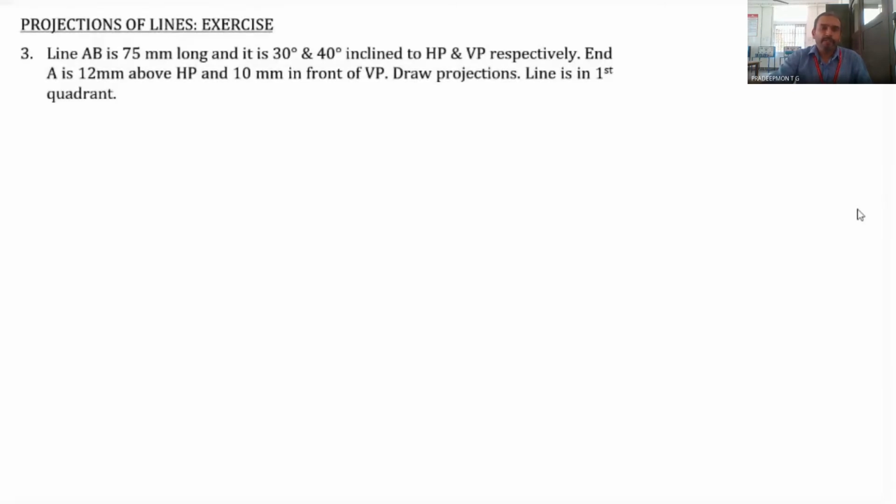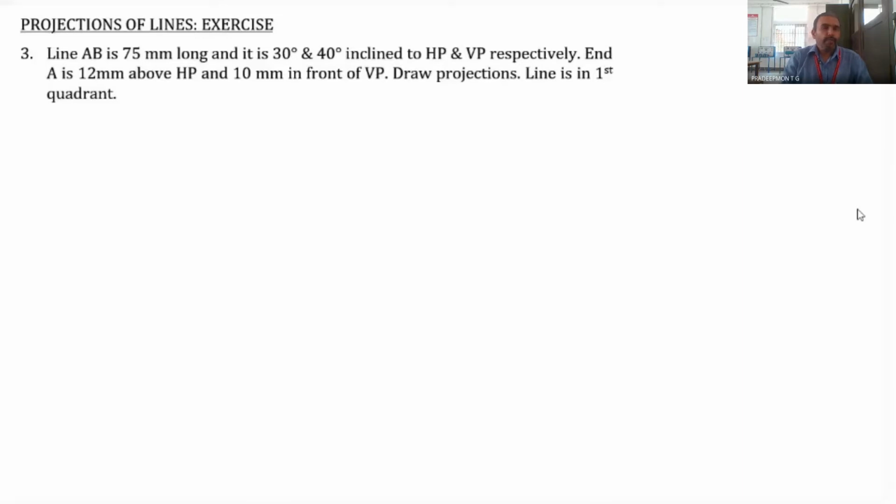So the question is, the line AB is 75 millimeter long and it is 30 degree and 40 degree inclined to HP and VP respectively. End A is 12 millimeter above HP and 10 millimeter in front of VP. Draw the projections. Line is in first quadrant.